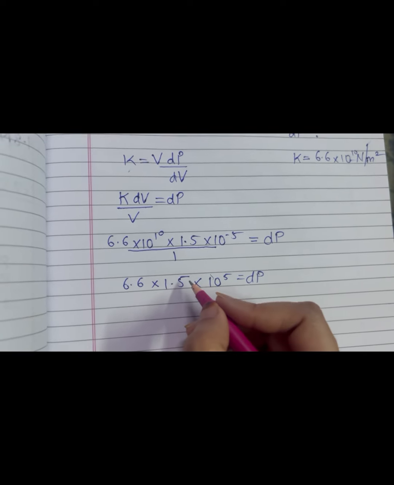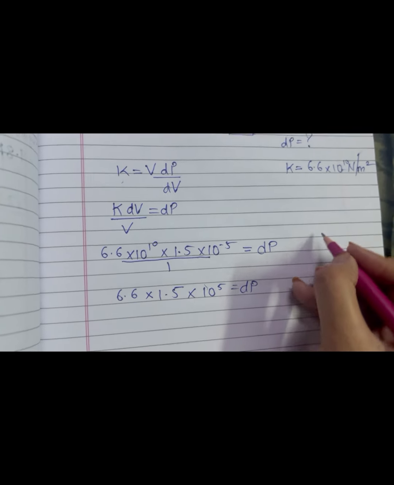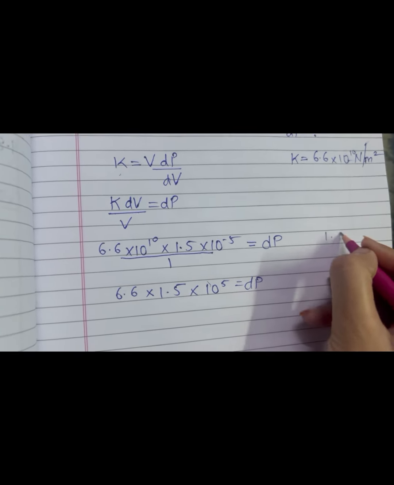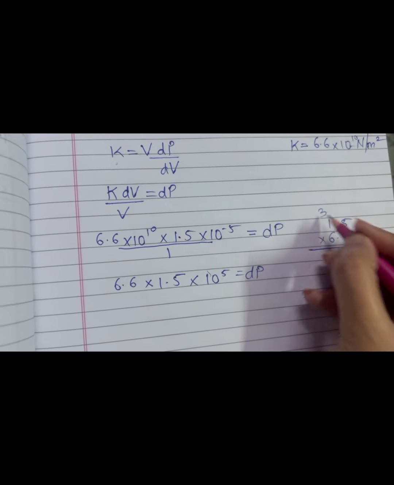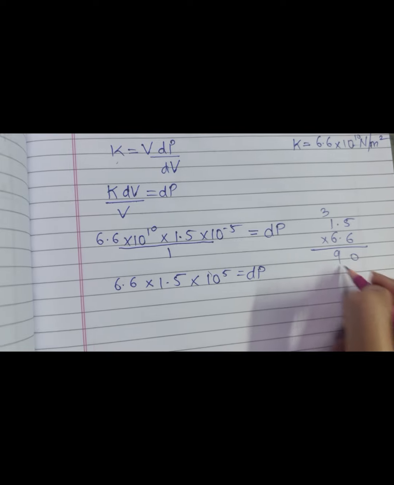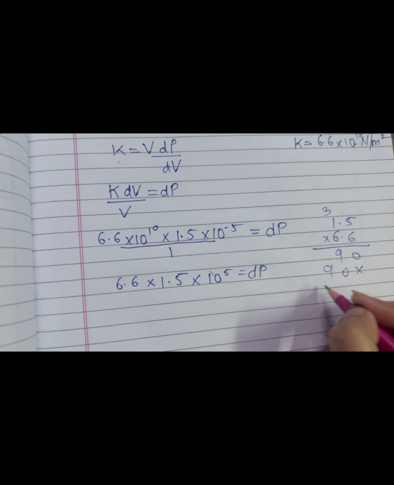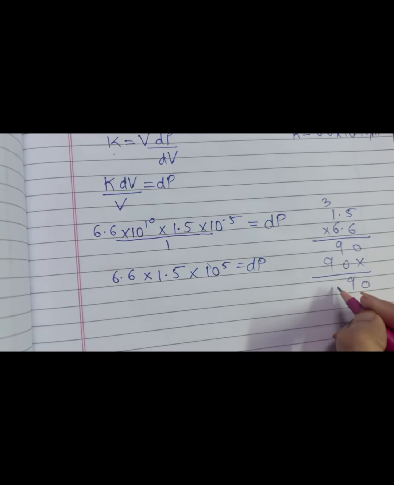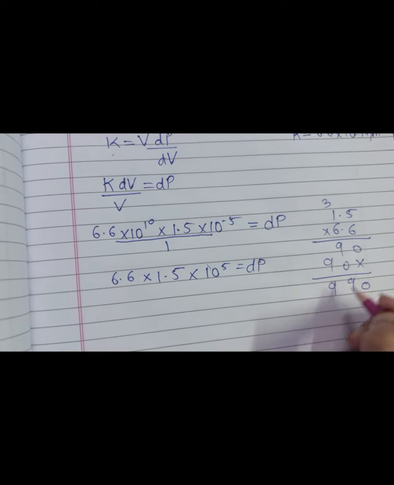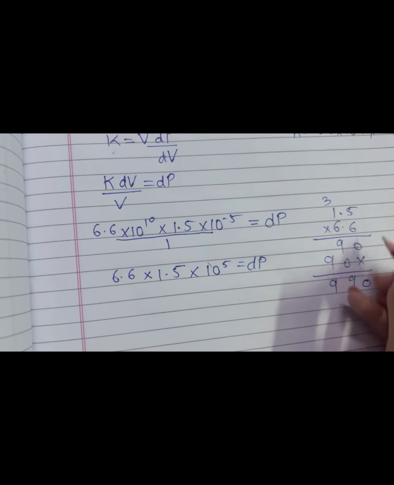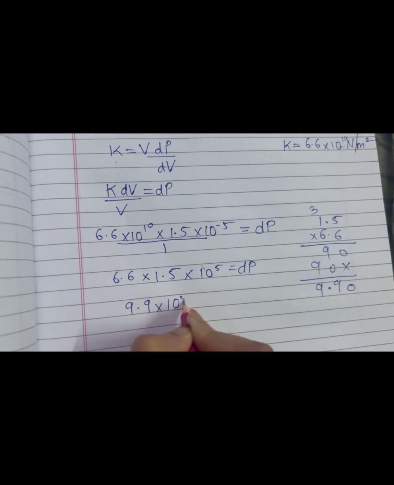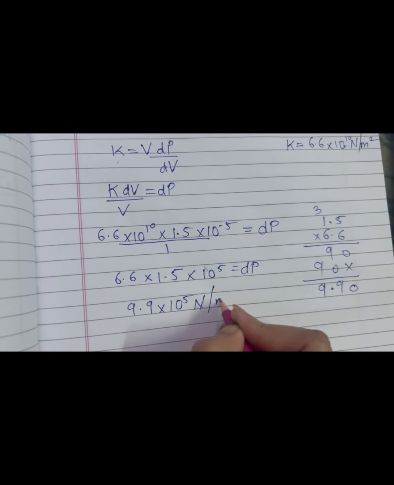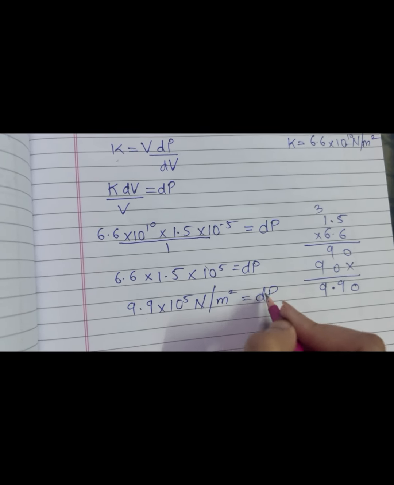Now you just multiply 6.6 with 1.5. 5 6 is 30, 6 1 is 6, plus 3 is 9. Same, so 0, 9, 9. Two digits after the point, we have 2 digits. So it is 9.9 into 10 raised to 5 Newton per meter square will be my dP.